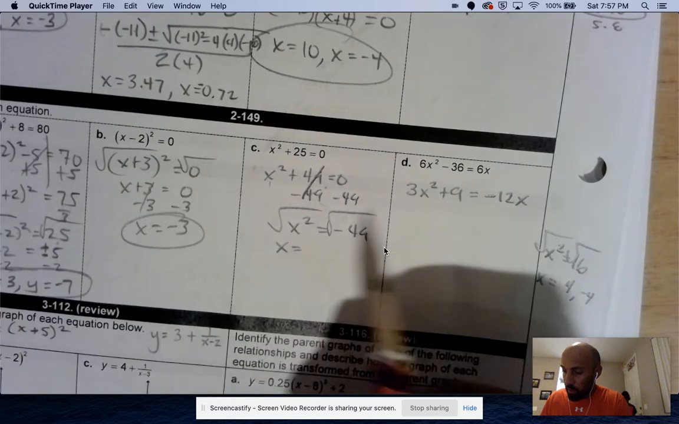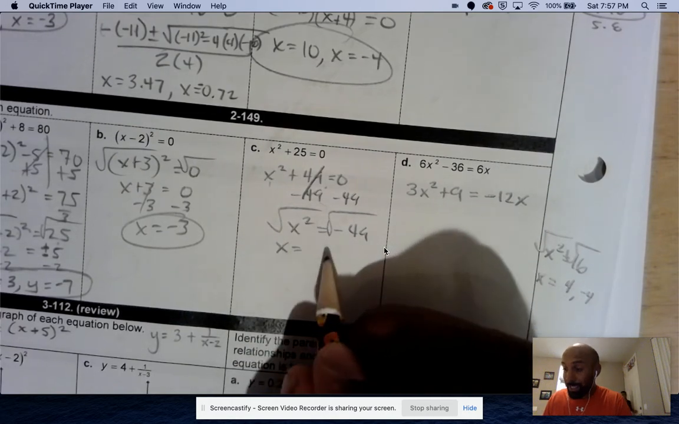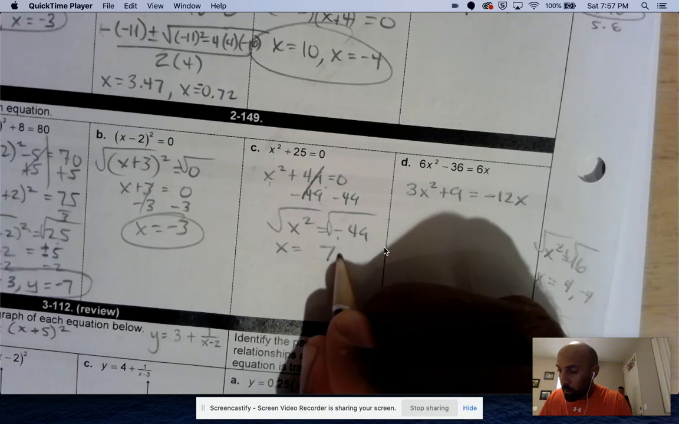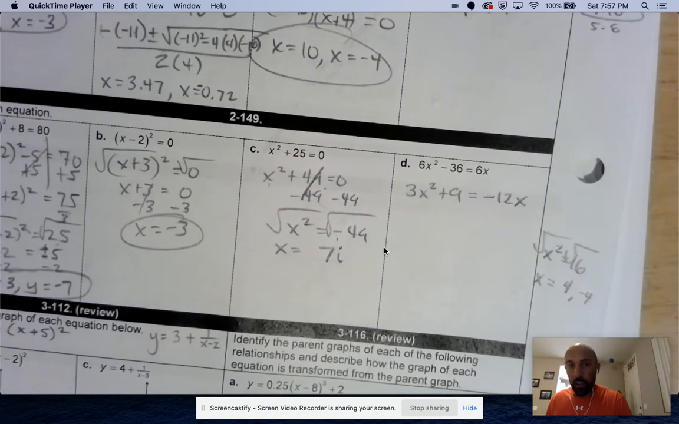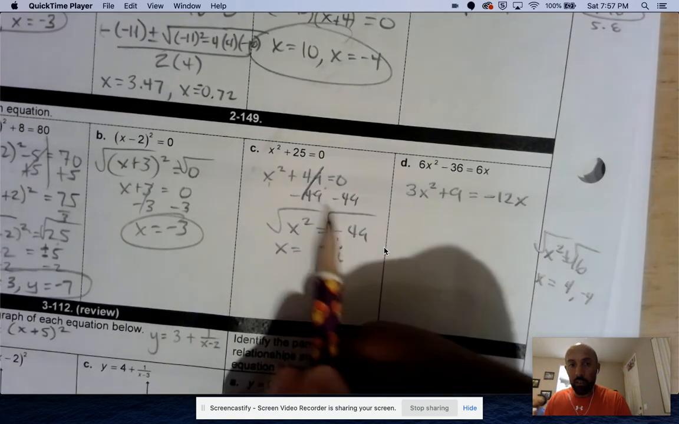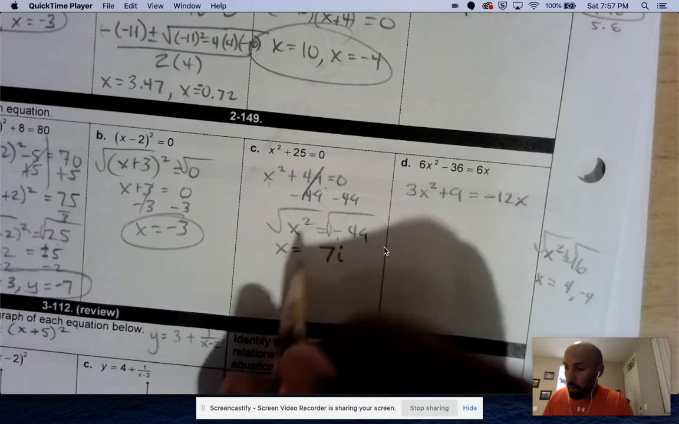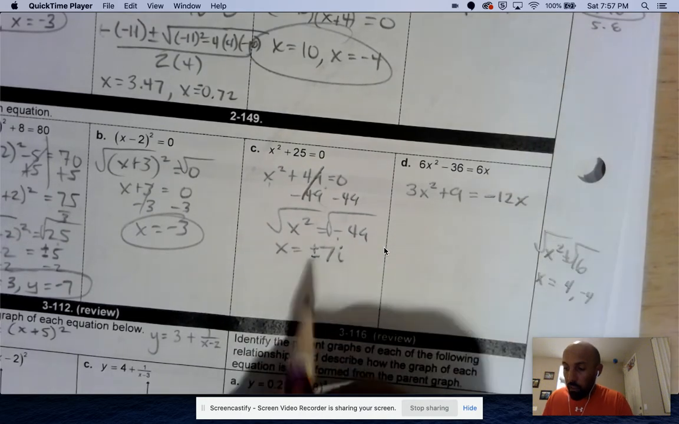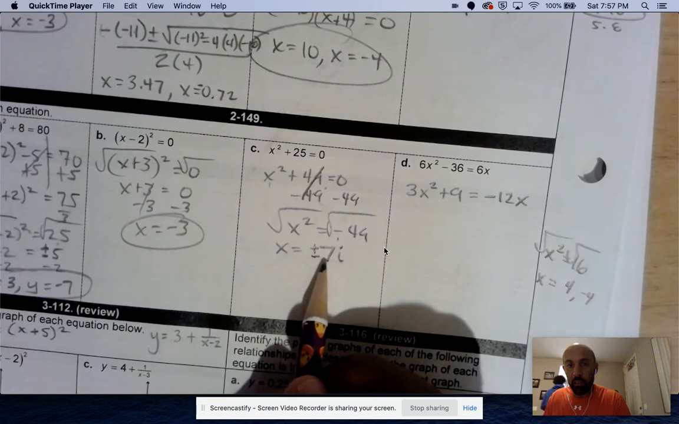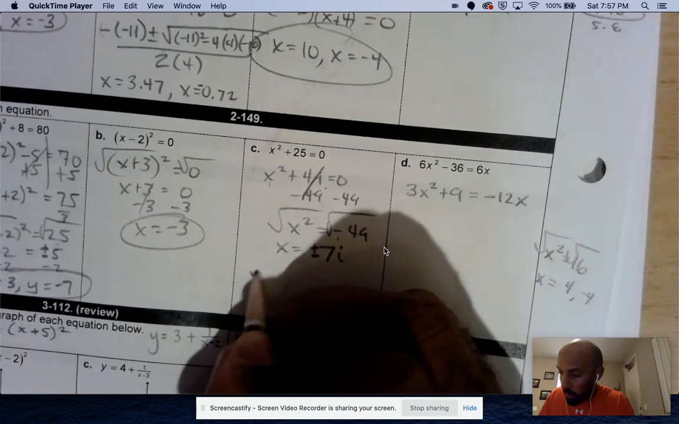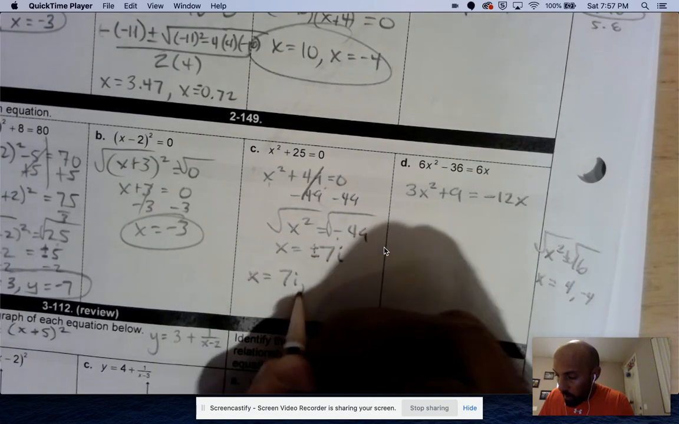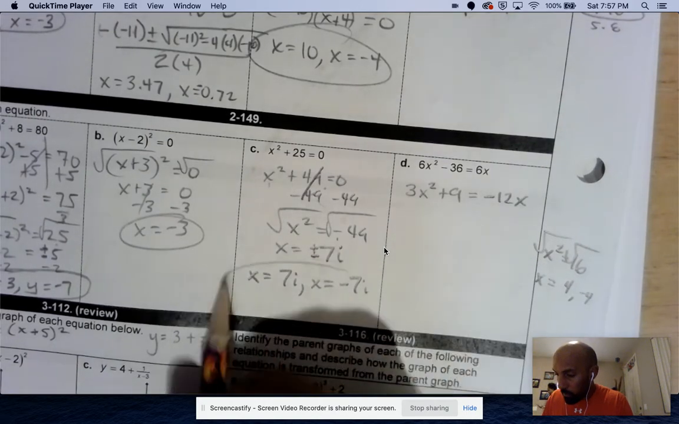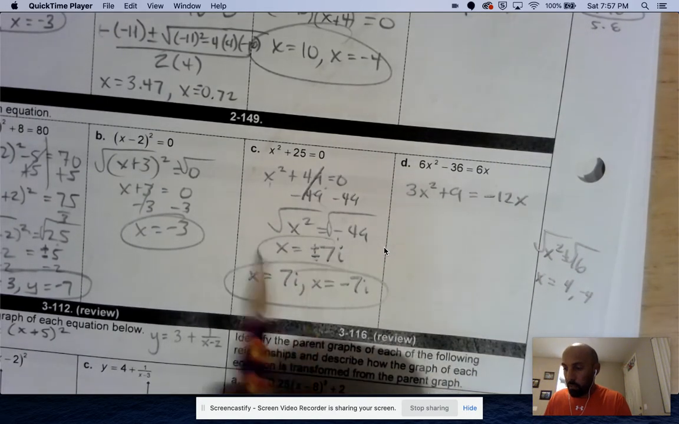And we get x, and the square root of 49 is 7. However, because it's negative, we have to do i, because it's imaginary. You can't take the square root of a negative number, so it has to be imaginary. And we have to account for the fact that we could have a plus or negative solution. So we have x equals 7i and x equals negative 7i. So you could write it like this or like this.